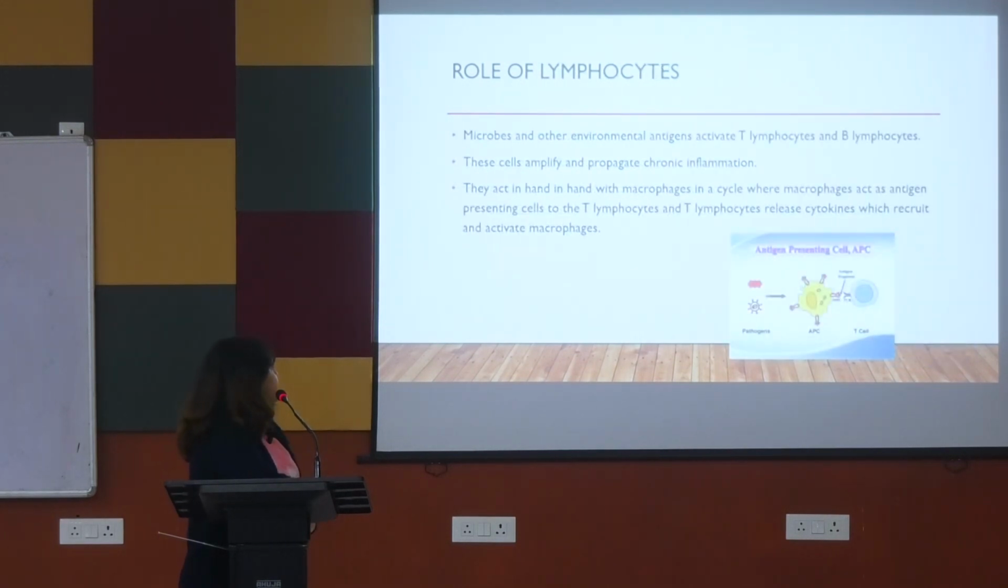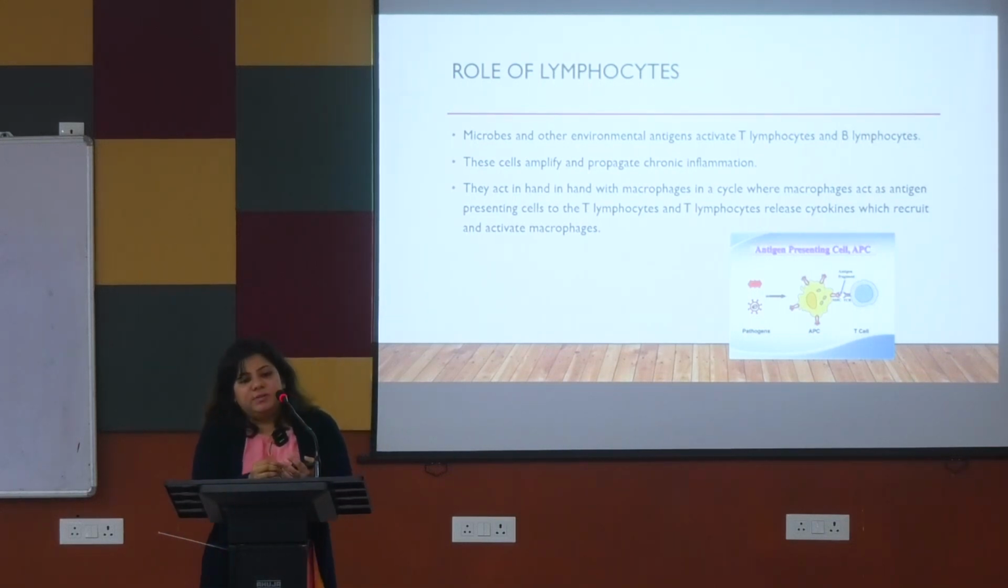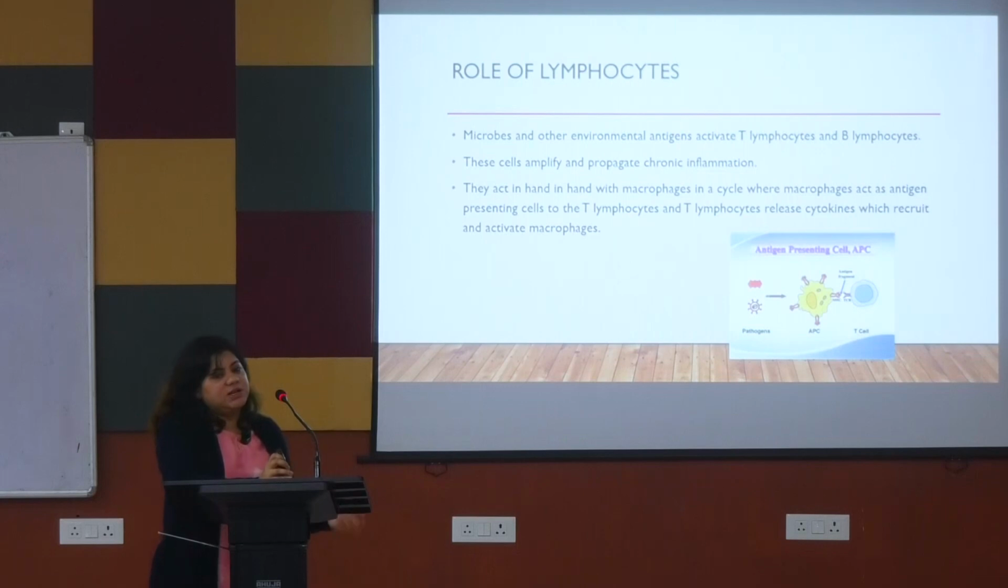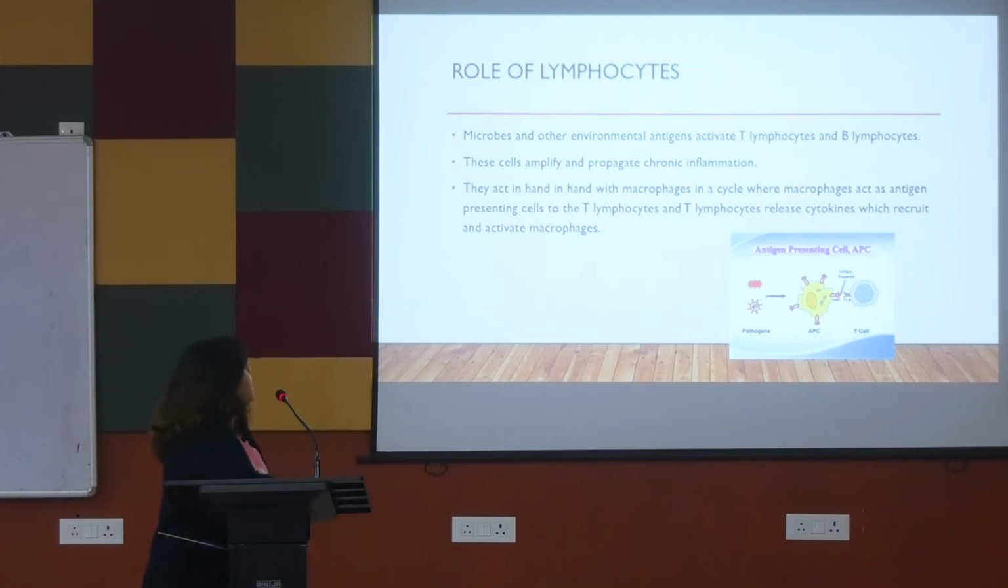Next, role of lymphocytes. Now the microbes and other environmental antigens activate T lymphocytes and B lymphocytes. These cells amplify and propagate chronic inflammation. I've already said that microbes will firstly activate the T lymphocytes and B lymphocytes. These will then secrete the chemotactic factors like interleukin, TNF alpha, and interferon gamma. Interferon gamma is very important in attracting macrophages for the classical pathway of macrophage activation. You have to remember interferon gamma, especially for viruses, right?